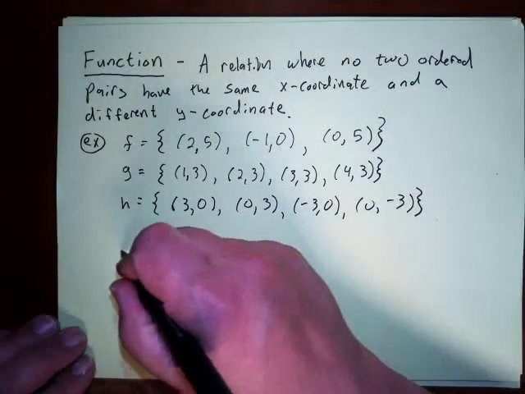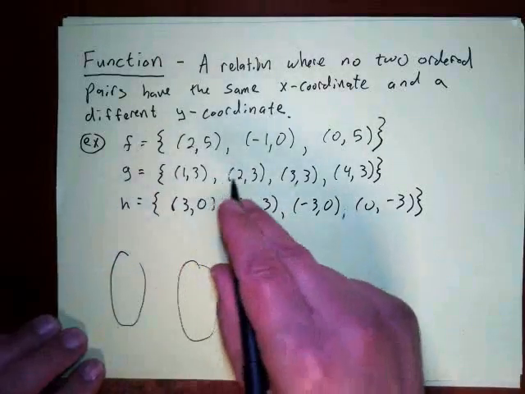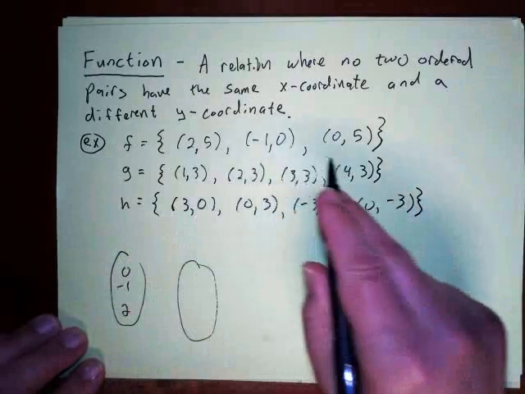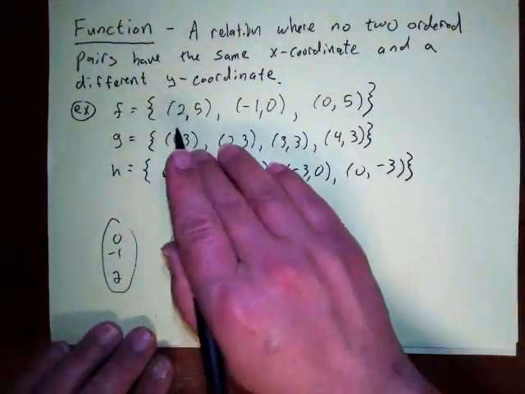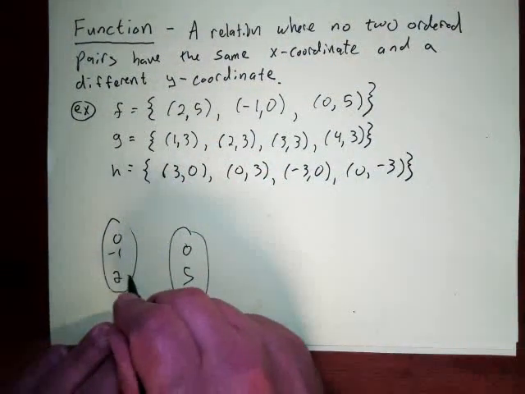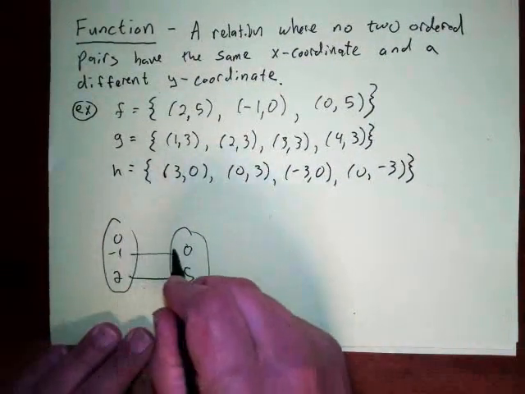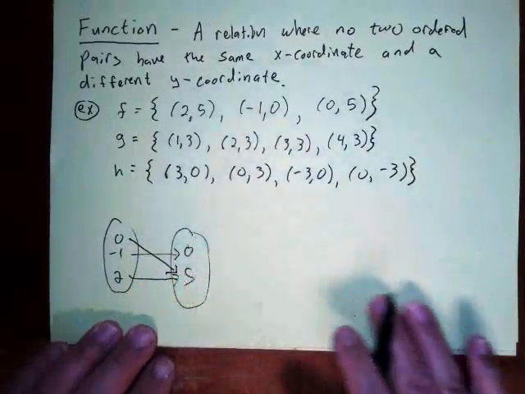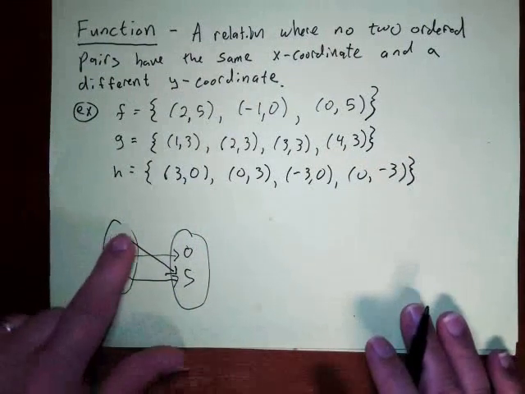And in fact, I could graph it. Like I could map it here. So I got like 0, -1, 2, and it looks like I got 0 and 5 over here, right? And so this takes 2 to 5. It takes -1 to 0, and it takes 0 to 5. Okay, and so that means this is a function here.